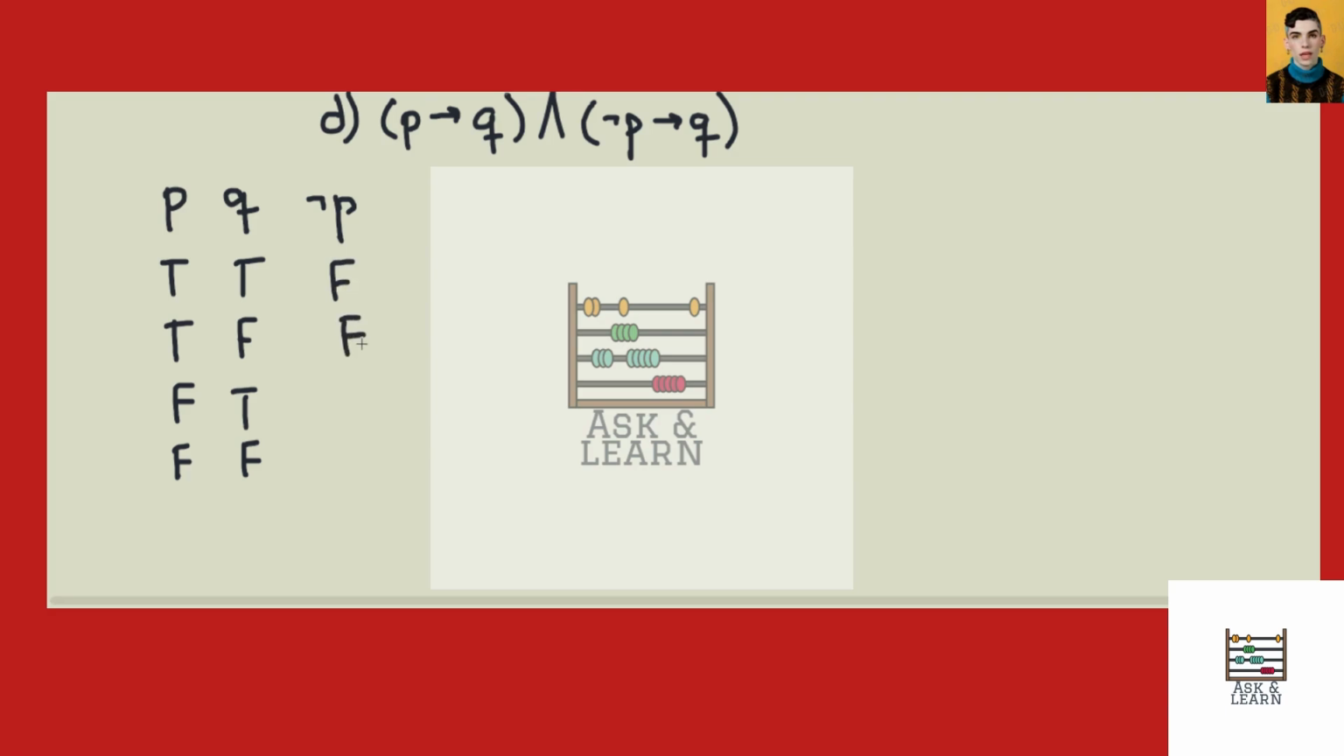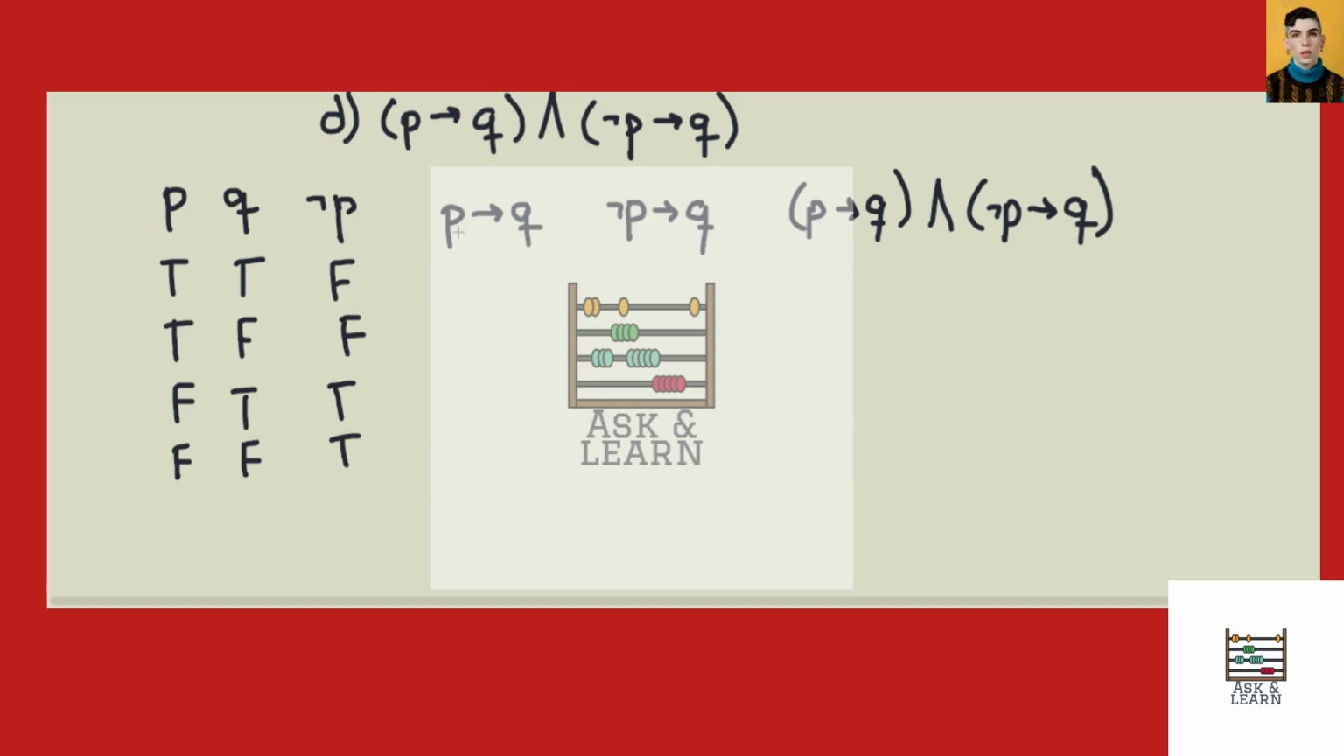False, false, true, true. We know this again because the negation of P is the opposite of P. So whatever the truth value of P is, the negation of P truth value is opposite. Now let's write down this first compound proposition. P, conditional statement Q. Second one is negation of P, conditional statement Q. And then all together, P, conditional statement Q, and negation of P, conditional statement Q.